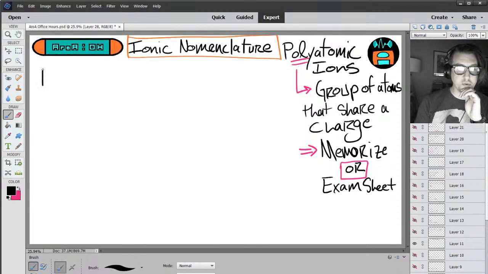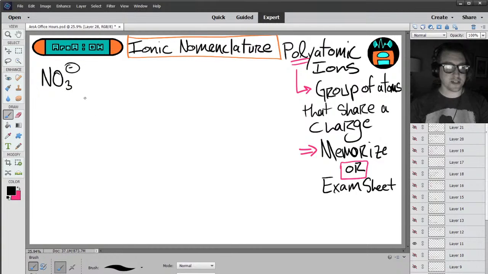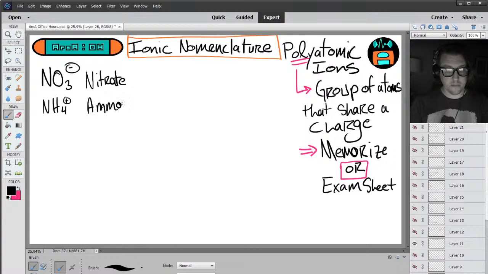So the first polyatomic ion is NO3. So it's 1 nitrogen, 3 oxygens with a charge of -1, and the name of this polyatomic ion is nitrate. Then there's NH4 with a charge of +1. This is ammonium. Next is SO4 with a charge of -2. This is sulfate.